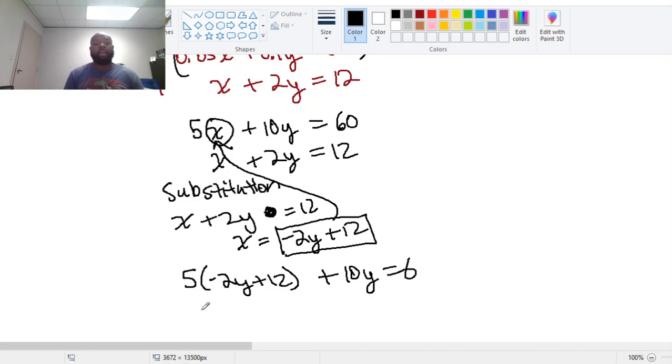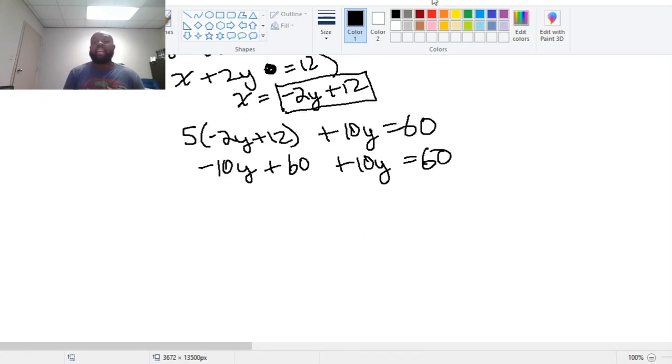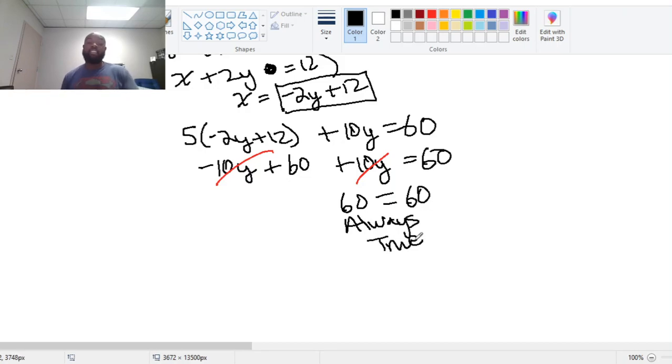I distribute my 5, so I get negative 10y plus 60 plus 10y equals 60. And guess what happens? The 10y and the negative 10y cancel. And so we're left with 60 equals 60, which is always true. When we have an equation like that, we call it an identity equation, and identity equations have infinitely many solutions.